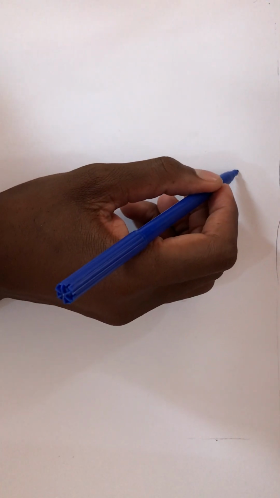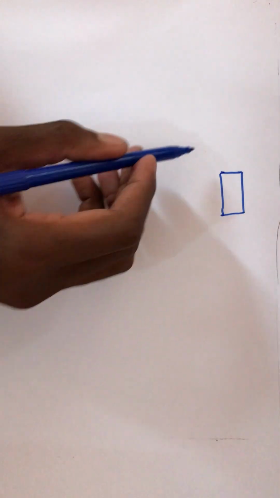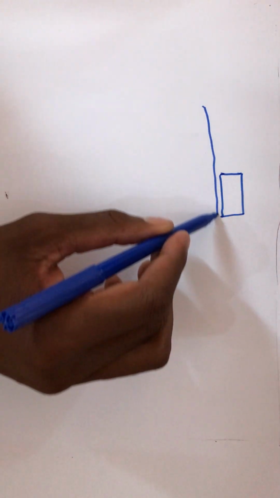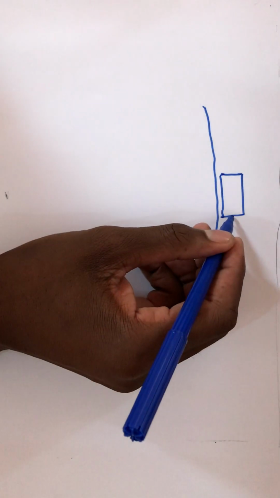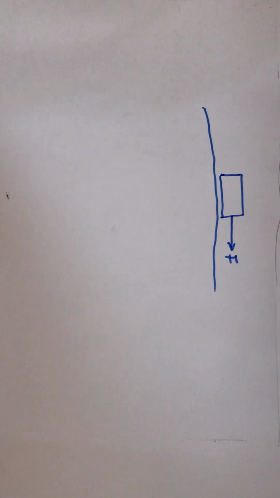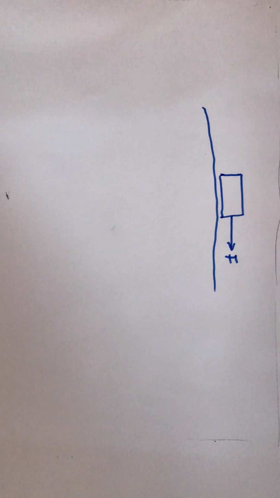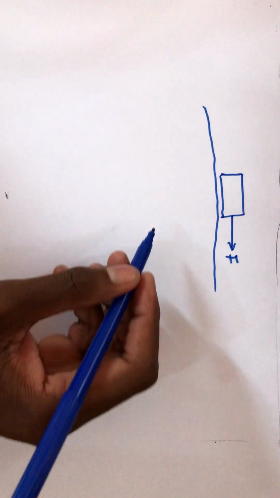Let's say we have a box. The box is on a horizontal surface and there is a force acting to the right. So how do we calculate the normal force here and the frictional force? So first we should draw a free body diagram.